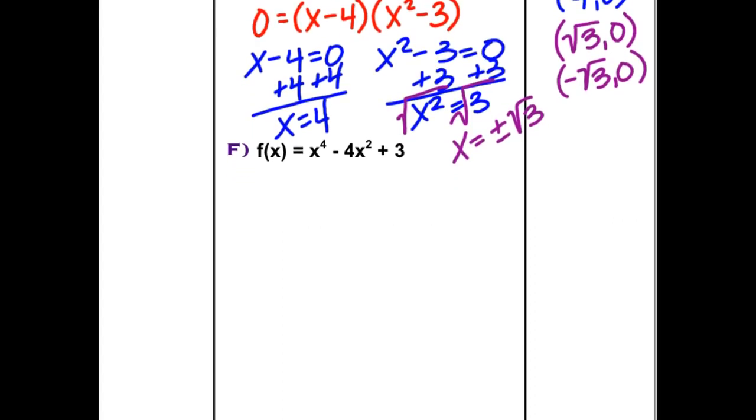Finally, I wanted to show you this one because this is a great example of something that you will see in the future, but I want to make sure you're exposed to it now. Some of you are going, oh my gosh, it says x to the 4th. That means I have 4 zeros.